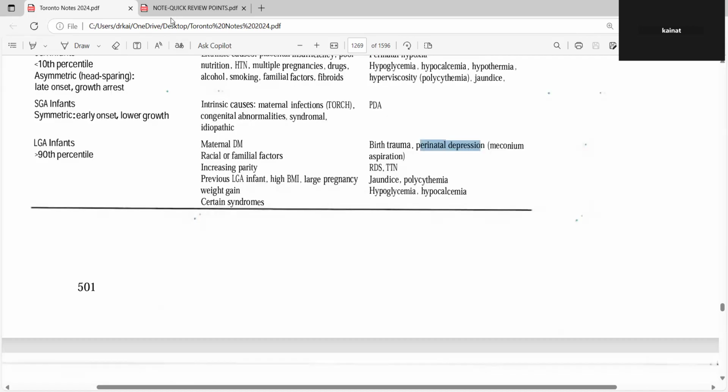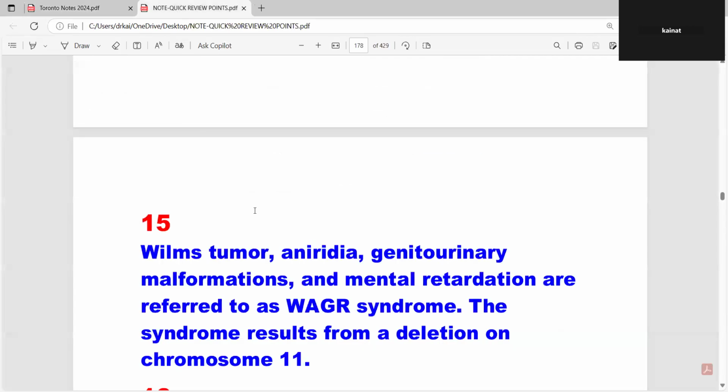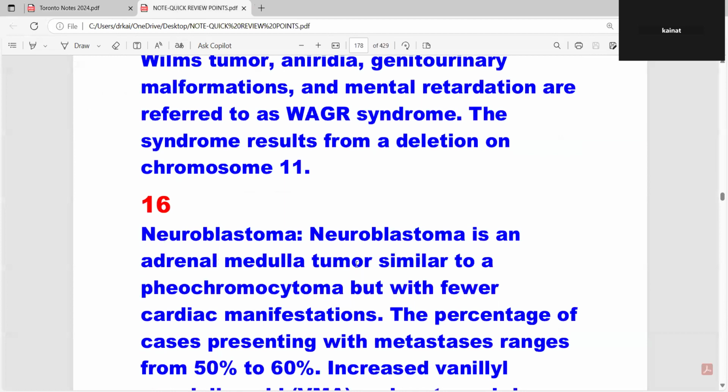Okay. So let's go here. We're talking about Wilms, and then we are going to neuroblastoma. Neuroblastoma is the adrenal medulla tumor, similar to the pheochromocytoma, but with fewer cardiac manifestations.